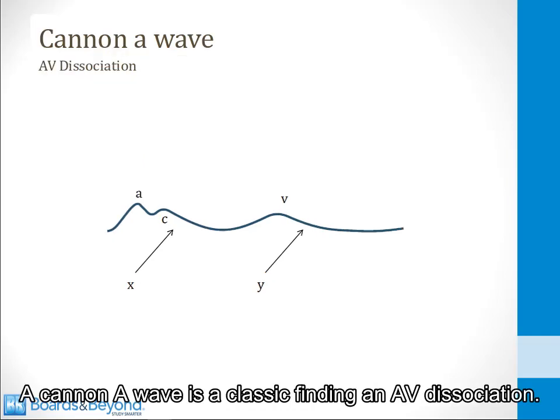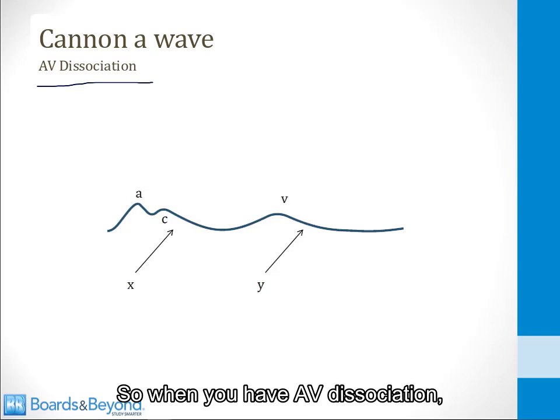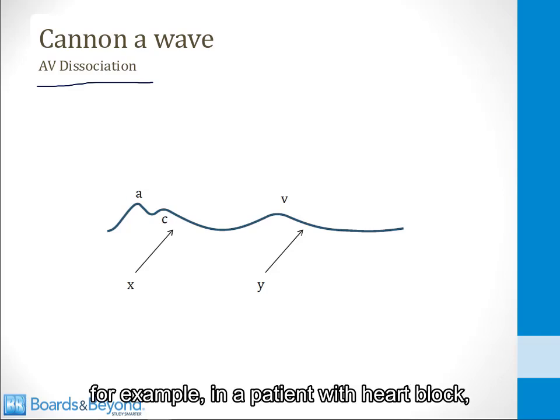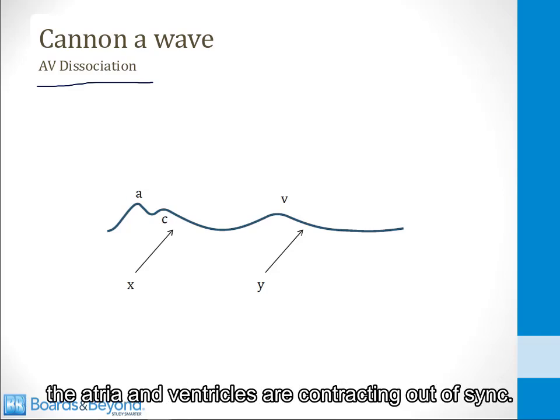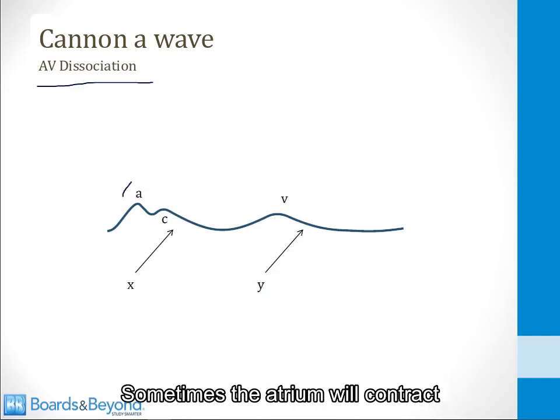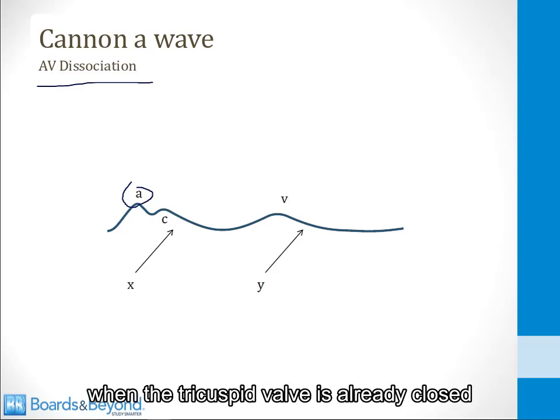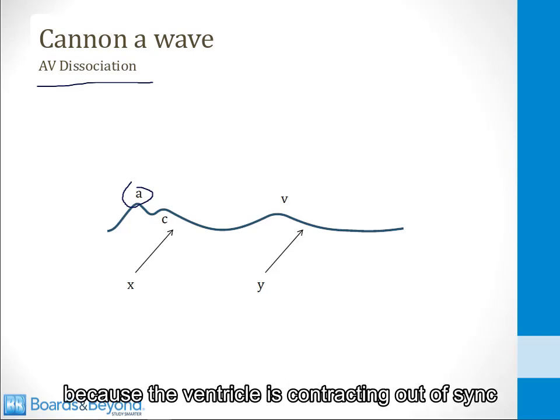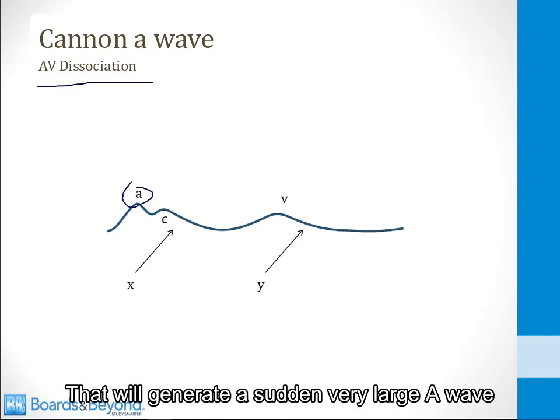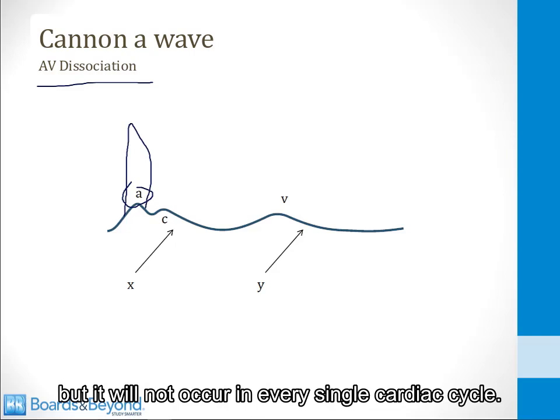A Cannon A wave is a classic finding in AV dissociation. So when you have AV dissociation, for example in a patient with heart block, the atria and ventricles are contracting out of sync. Sometimes the atrium will contract to generate the A wave at a point in time when the tricuspid valve is already closed because the ventricle is contracting out of sync with the atrium. That will generate a sudden, very large A wave, but it will not occur in every single cardiac cycle.